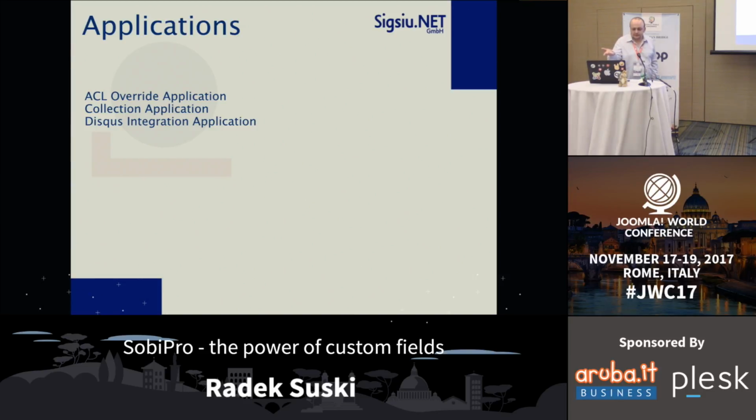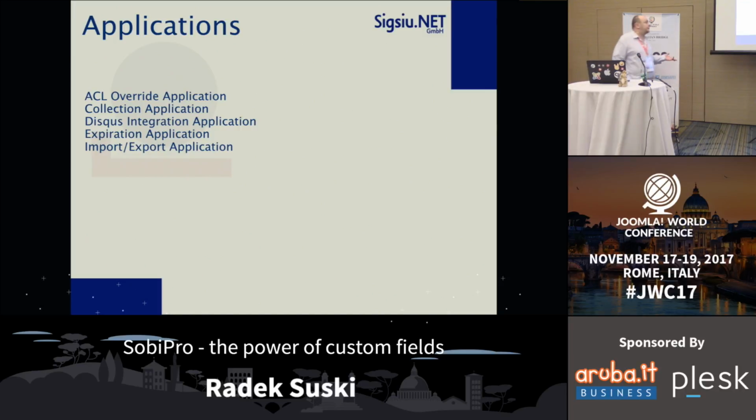We have a discuss integration application. I think it's clear what it does. We have an expiration application, because you can set in SobiPro how long a particular entry should be published. You can say it stops after 90 days, and after 90 days the user should renew it and pay again for it. And this application basically oversees this, and if an entry is going to expire or has expired, it's going to send an email to the owner of the listing.